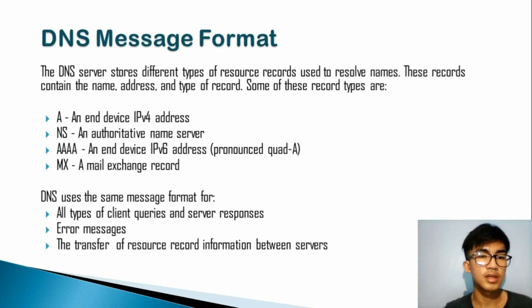DNS message format. A DNS server stores different types of resource records used to resolve names. These records contain the name, address, and type of record. Some of these record types are A, an end-device IPv4 address; NS, an authoritative name server; AAAA, an end-device IPv6 address; and MX, a mail exchange record. DNS uses the same message format for all types of client queries and server responses, error messages, and the transfer of resource record information between servers.